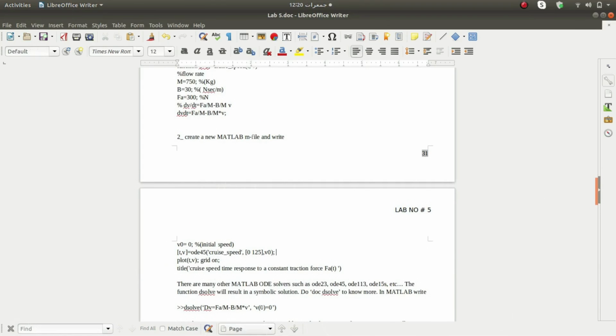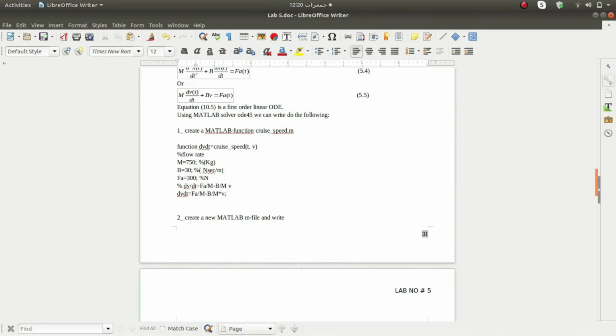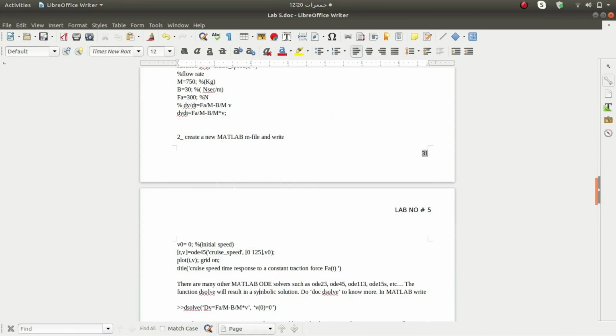now we are going to solve this equation. So suppose the initial velocity equals to 0, and now we are using the ODE function. This is the function name which we have declared in the start. Here you can see cruise_speed.m. So we are calling this function cruise_speed, and this is the time span, because we are solving it with respect to time, so this is the time limit.